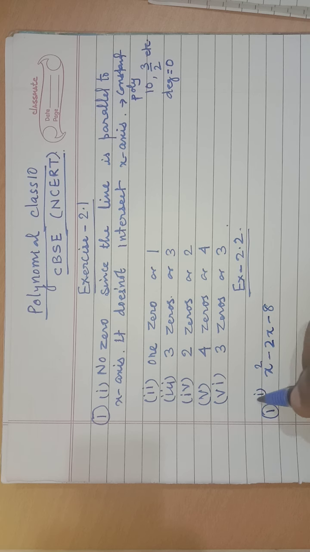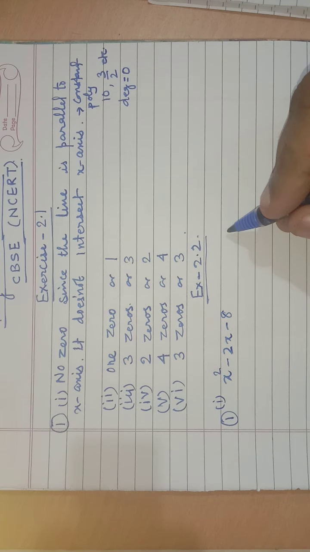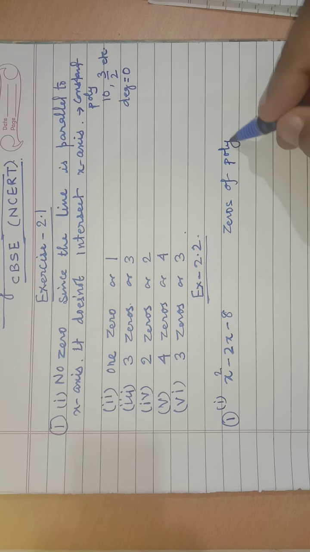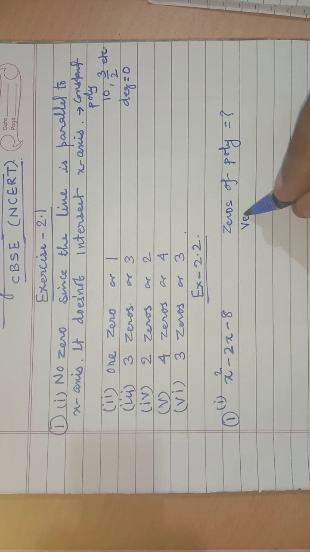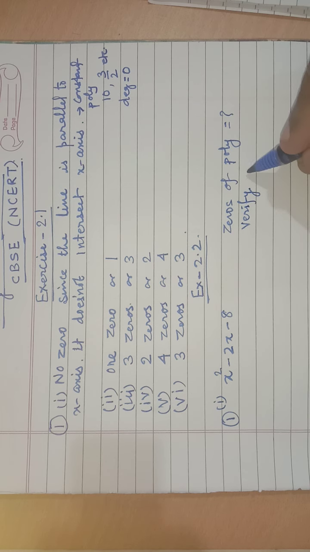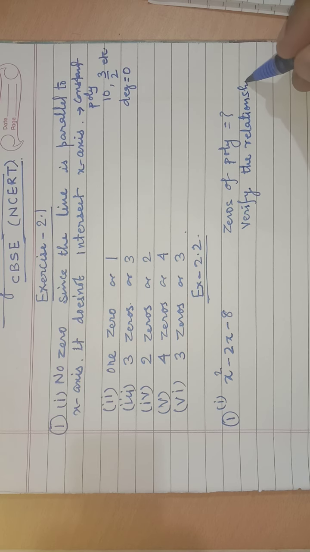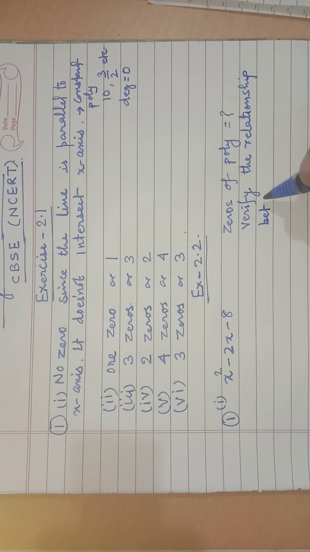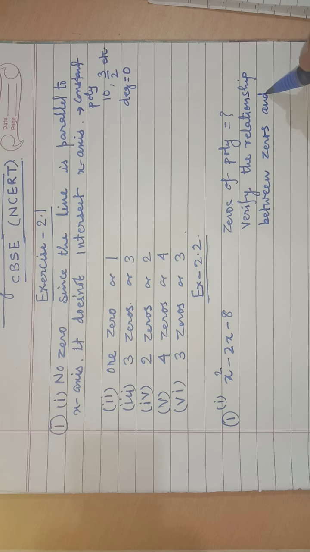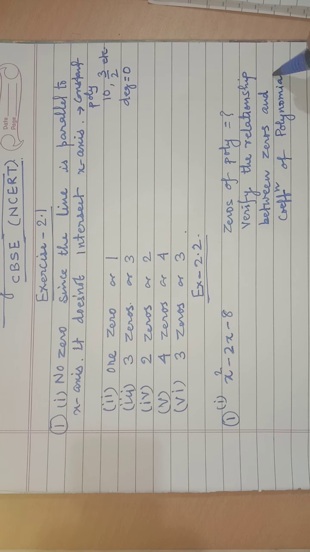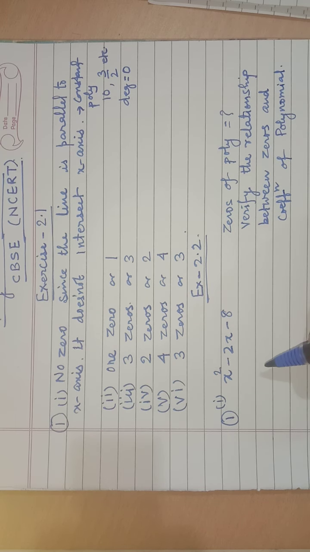So in the first question, we have to find the zeros of the polynomial and verify the relationship between zeros and coefficients of the polynomial. So which type of polynomial is it? It is a quadratic polynomial. So in the question it is given.